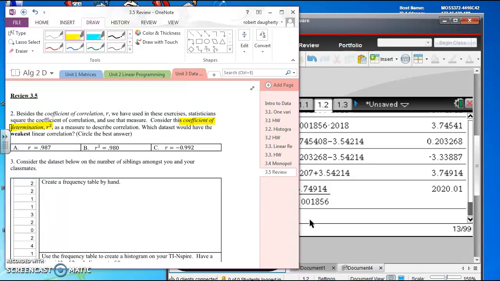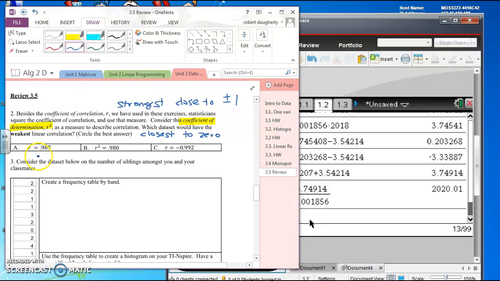So first of all, what is weakest linear? The weakest will be the number that is closest to 0, because the strongest correlation is the numbers that are close to plus or minus 1. So the closer it is to plus or minus 1, the stronger it is. Closer to 0, the weaker it is.